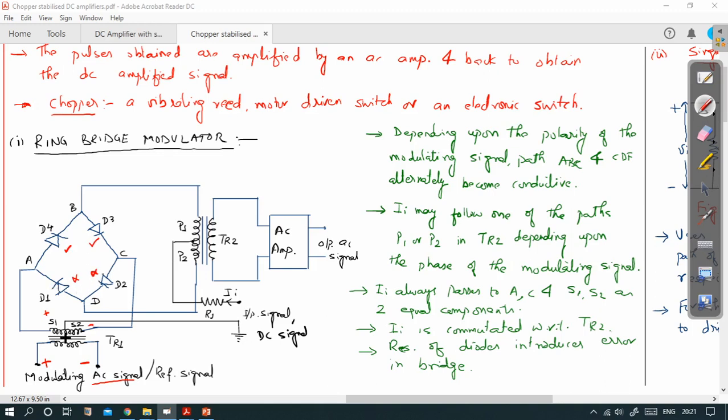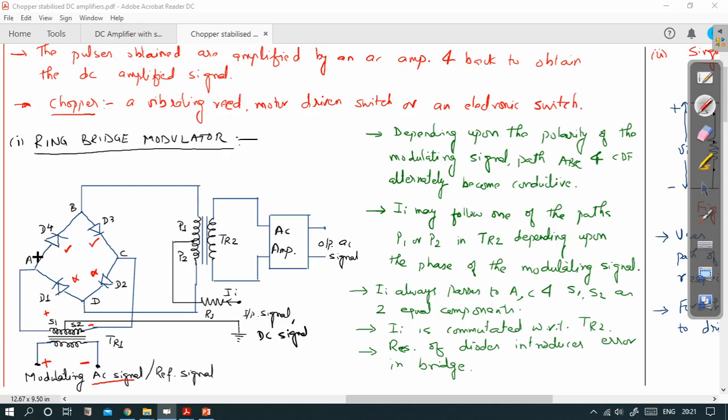So for this signal to pass, this path is blocked, and these two are conducting, forward biased, so this path would be available. For this particular polarity, the signal will flow through this branch, through A, through D4, through B, through D3, through C, and then back to here. This will be the path followed by this signal right now.